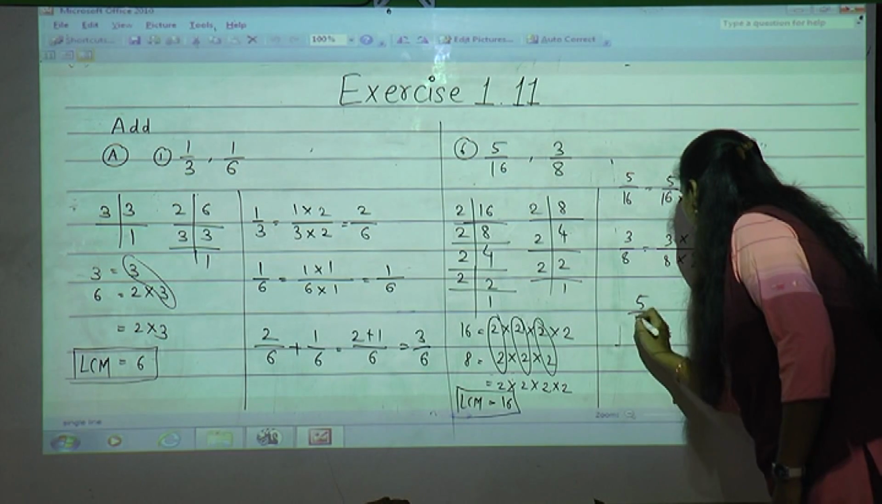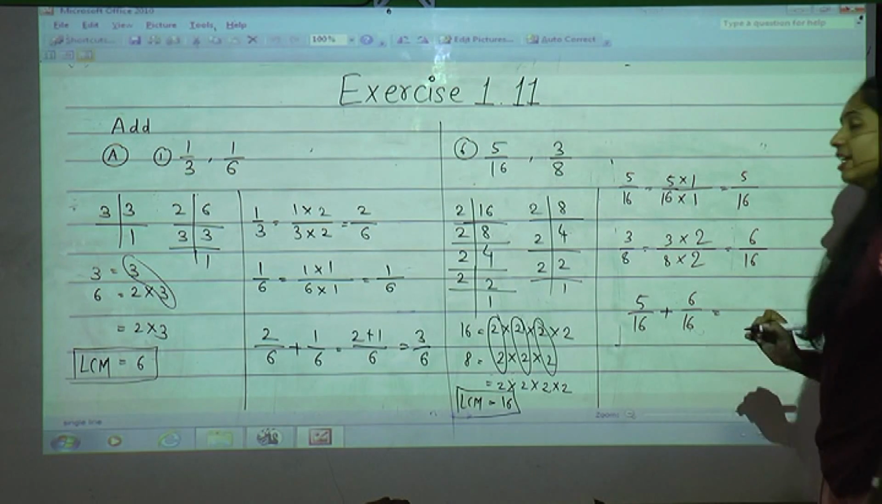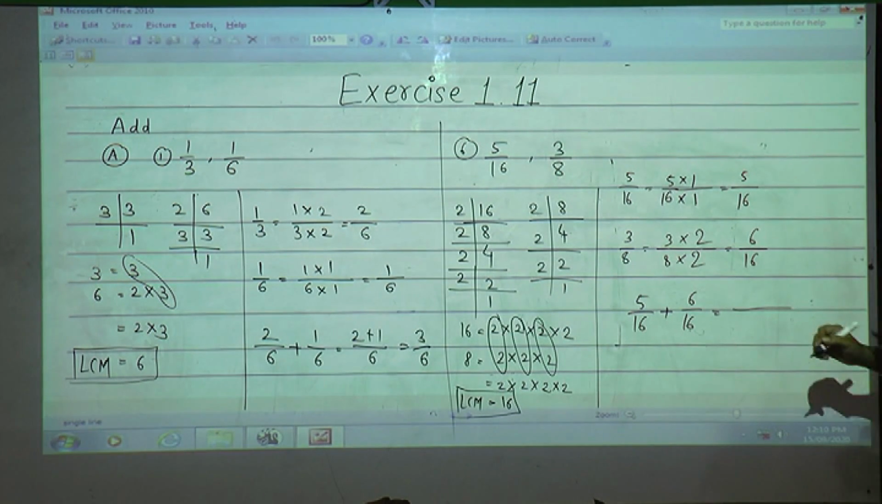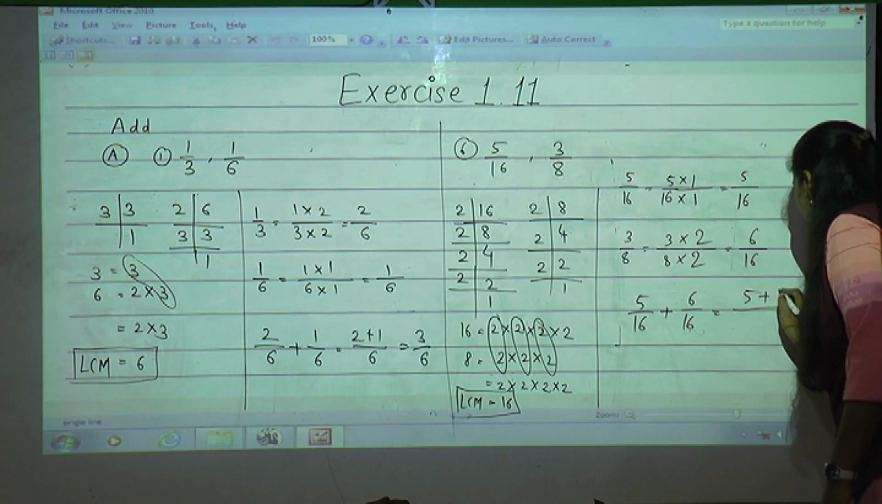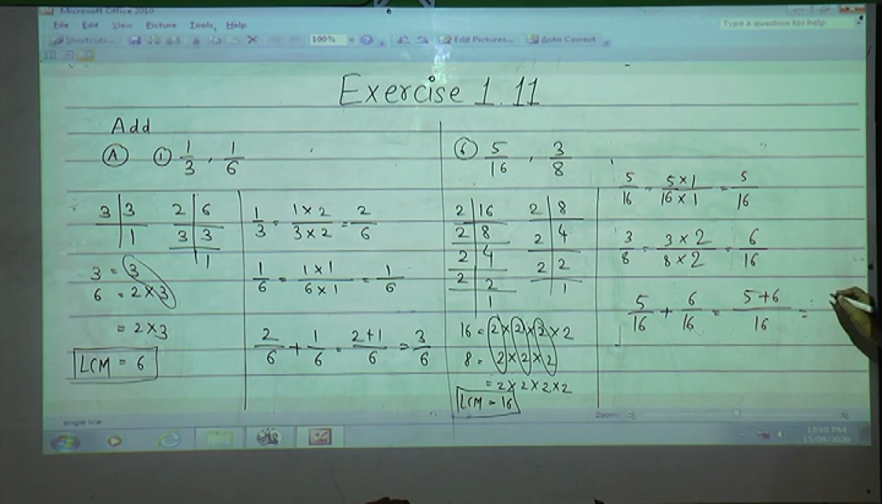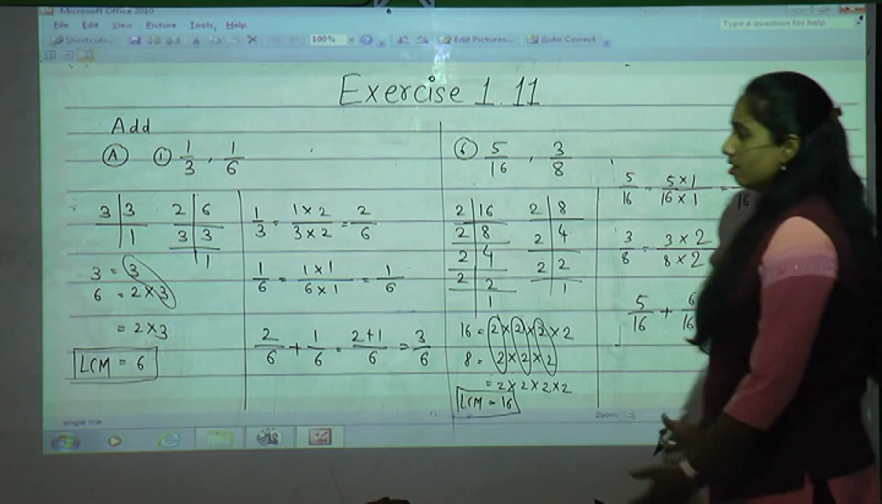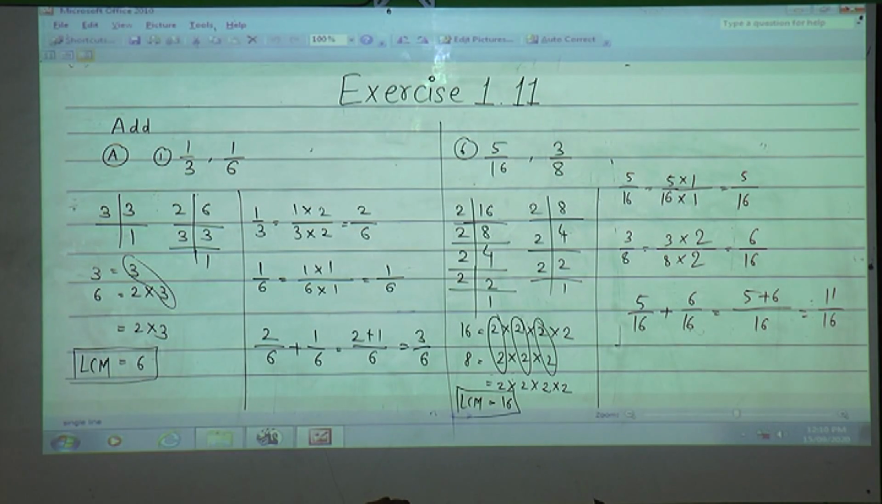Now 5 upon 16 plus 6 upon 16. The next step is the numerators we have to add together. 5 plus 6 upon 16. Now do the addition. 5 plus 6 is 11 upon 16. Clear? Yes? See, these are the steps. In this way you have to solve. Now 2 more examples I will solve for you, students.